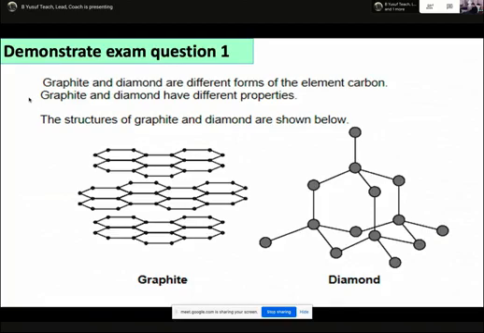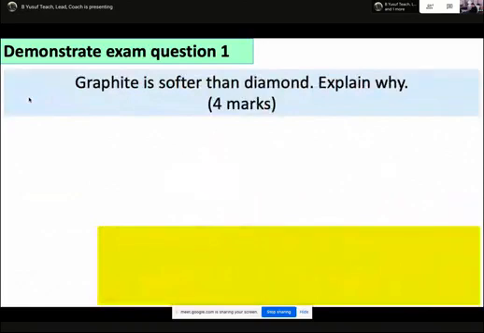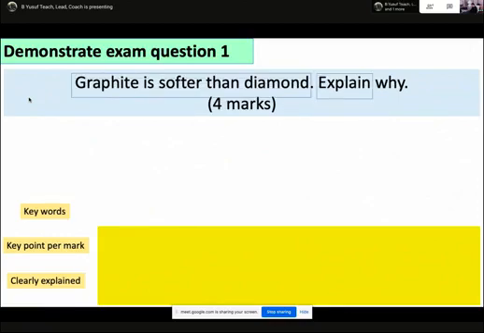And whenever I give you an image in an exam question, please use it, because sometimes they give you a little bit of a hint or a clue as to the type of things you need to write down in your answers. So for 4 marks, graphite is softer than diamond, explain why. If you've actually engaged with my previous lessons, you will always know that I remind you to think of the keyword points that will get you a mark, and make sure that your answers are clearly explained. But let's unpick this exam question a little bit more.